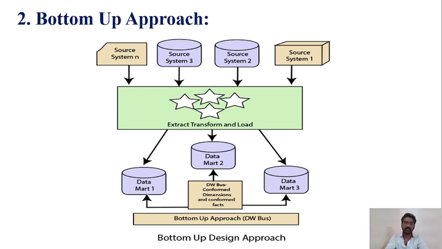So here we have n number of source systems. They are connected to only one ETL, and that ETL is connected with different data marts, and these data marts are connected in a bus connection mode, which is called the data warehouse bus with conformed dimensions and conformed facts. These send the information to the data marts in an equal manner, and the information is extracted from the ETL and various source systems. This is called the bottom-up approach.